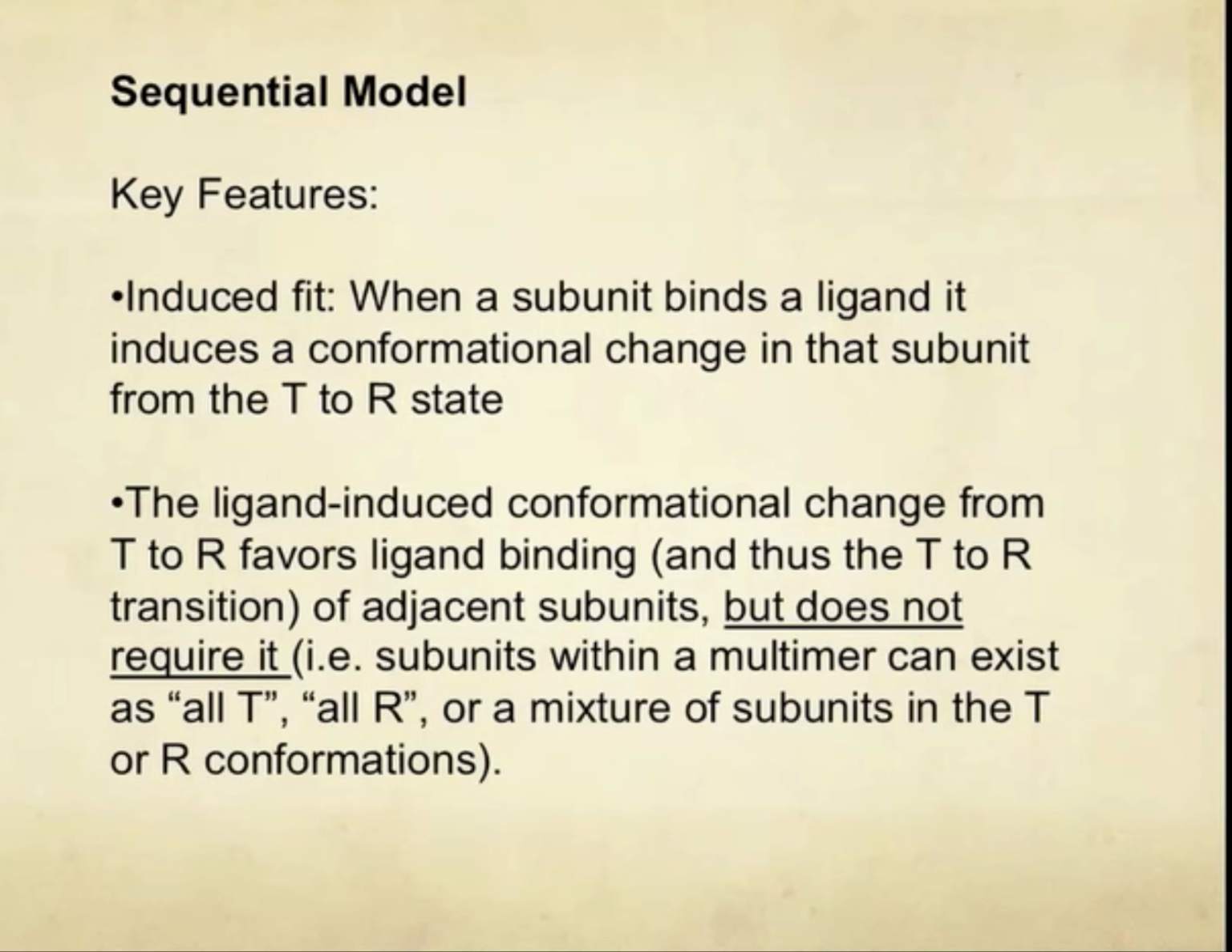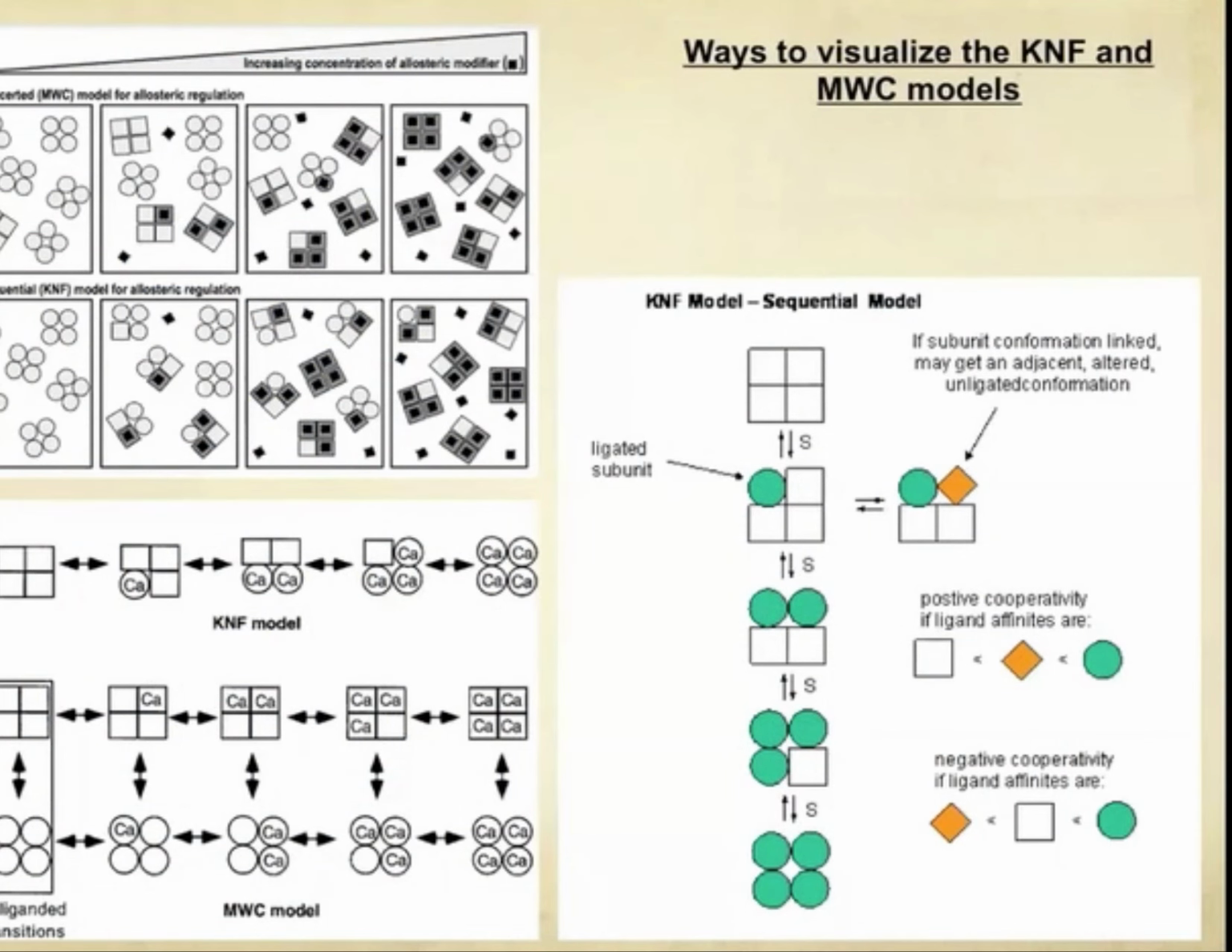So in other words, it may increase the likelihood that they'll go from the T to the R state, but it doesn't require it. So you can have any possible combination of T or R subunits in the Koshland model, but there are changes in probabilities of which distribution of T or R subunits you'll have. So here are some figures to give you an idea of what you would see with these different models.